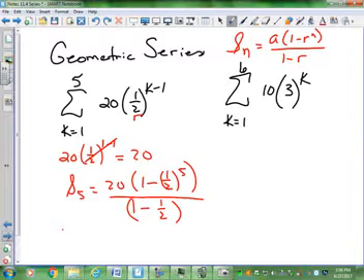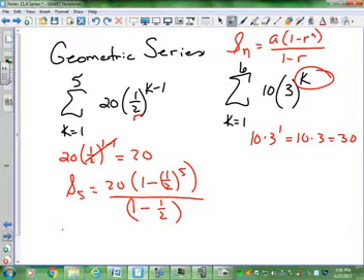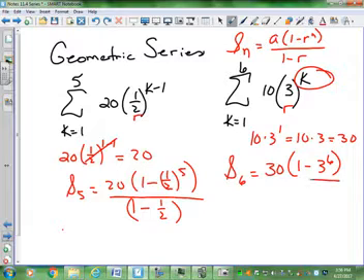Now let's set up the second one so you can see the difference. So 10 times 3 to the 1 power comes out to be 10 times 3 is 30. As you can see, when the k minus 1 is not up here, the number in front is not the first number. But when the k minus 1 is up there, the first number is the number in front. So then I'm adding up 6 numbers. So I'm doing the first number is 30. 1 minus 3 to the 6th power over 1 minus 3. And you just type those in a calculator. So let's look at that.